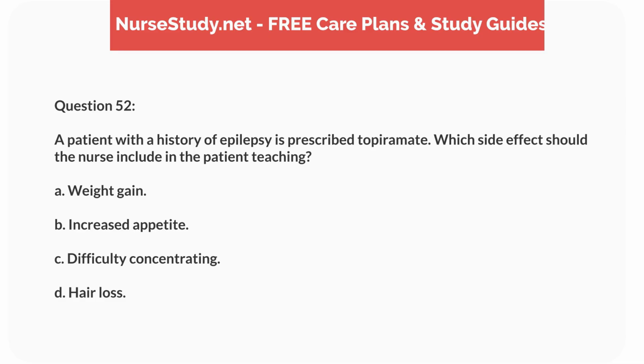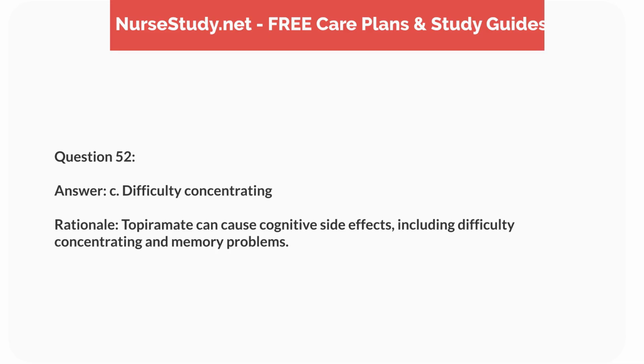Question 52. A patient with a history of epilepsy is prescribed topiramate. Which side effect should the nurse include in the patient teaching? A. Weight gain. B. Increased appetite. C. Difficulty concentrating. D. Hair loss. Answer: C. Difficulty concentrating. Rationale: topiramate can cause cognitive side effects, including difficulty concentrating and memory problems.